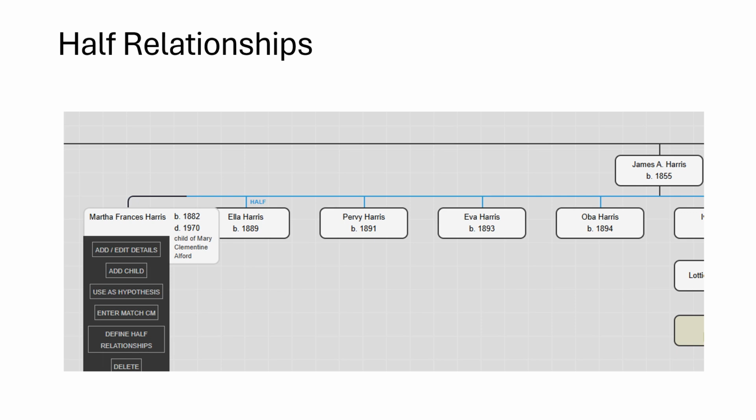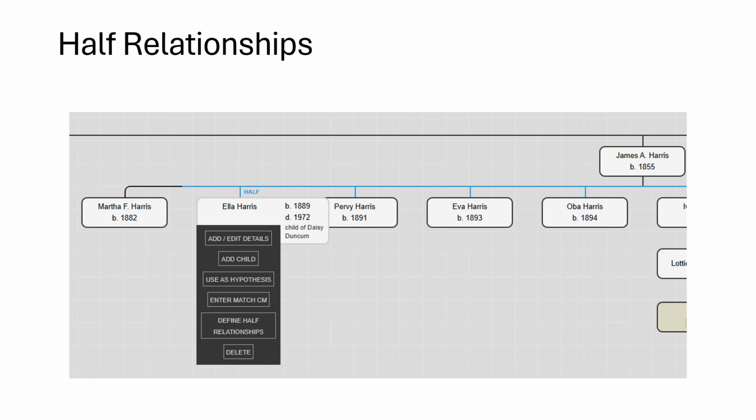You can define half relationships by clicking on the person and then clicking Define Half Relationships, then checking the box next to all of the siblings who that person shares a half relationship with. Now if I click on Ella, I can see she's the child of James' second wife, Daisy Duncombe. And so Ella is full siblings with Purvi, Eva, Oba, and so forth, but a half sibling with Martha. So Martha has the black line, and Ella and her full siblings all share the blue line. So it's important to understand how to do that.